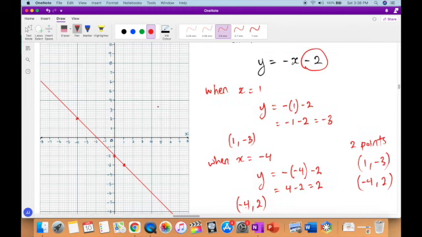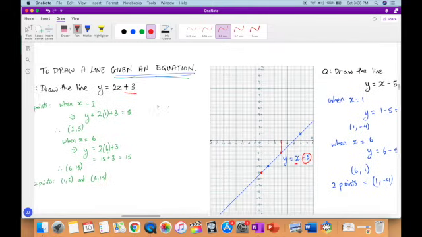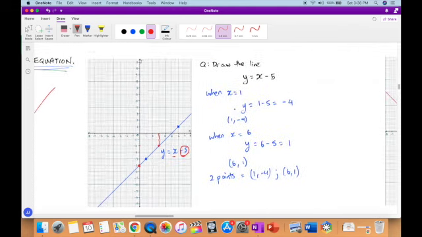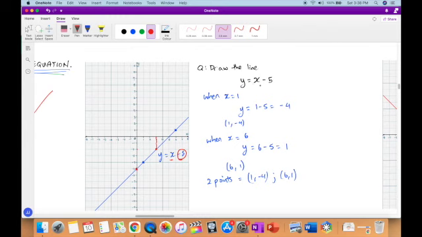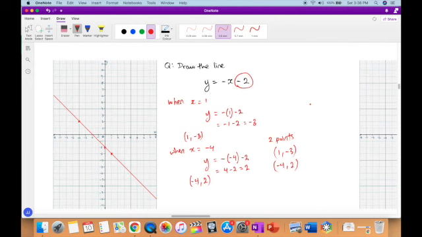I want you all to notice another thing. We spoke about this in the last class, right? Notice how the number in front of x here was positive, and so the line ended up sloped this way. The number in front of x here is 1, and that's positive, so the line slopes this way. But in this case, the number is negative 1, and so now the line slopes this way.